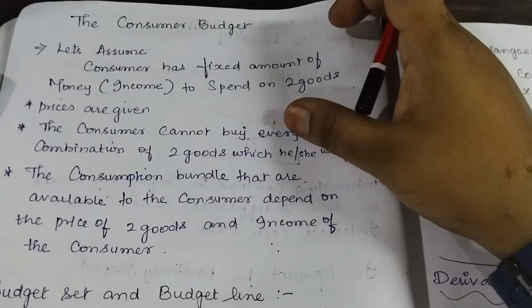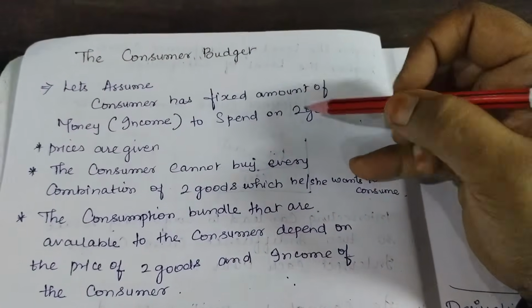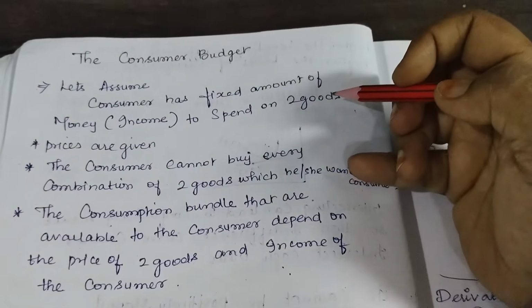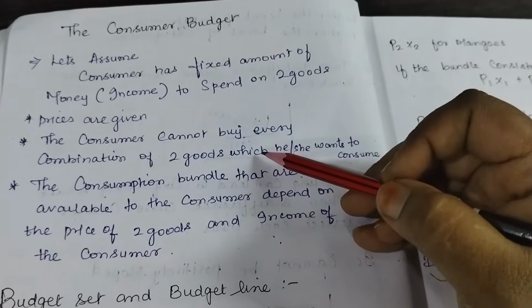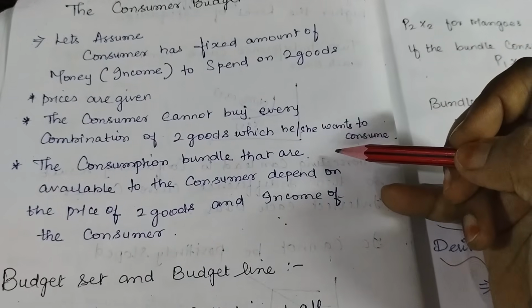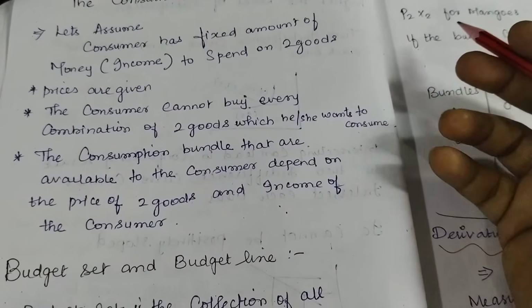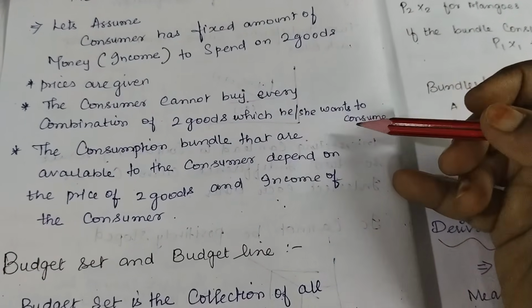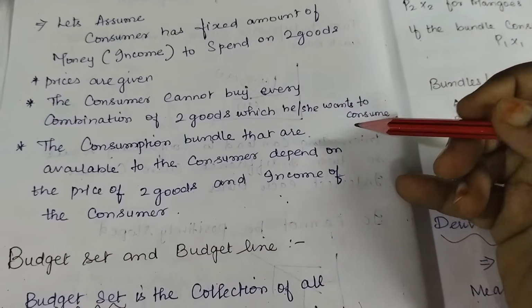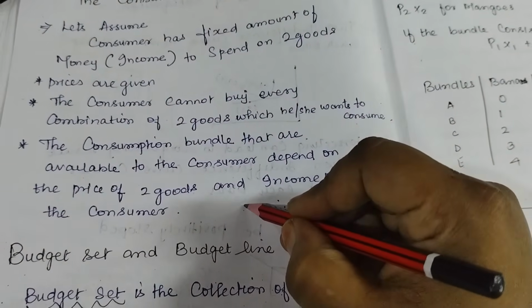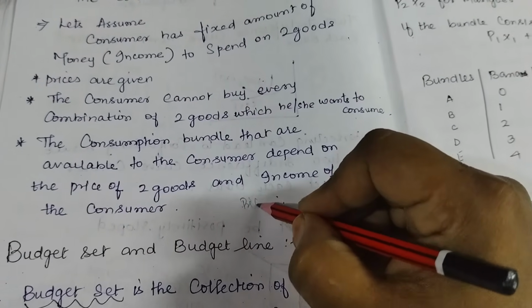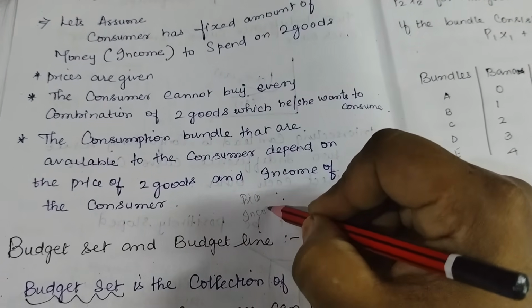Next we'll understand the consumer budget. Let's assume the consumer has a fixed amount of money, that is income, to spend on two goods. Prices are given. The consumer cannot buy every combination of two goods which he or she wants to consume. So the consumption bundles available to the consumer depend on the prices of the two goods and also the income of the consumer. Everything depends on price and income in order to create demand.